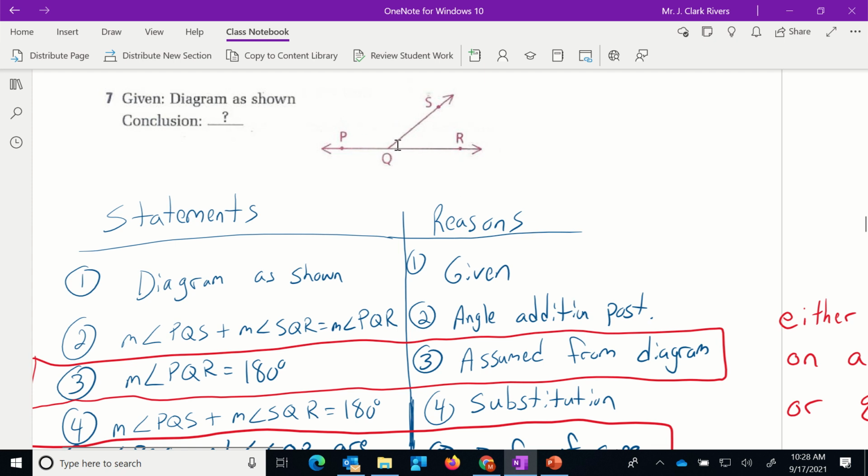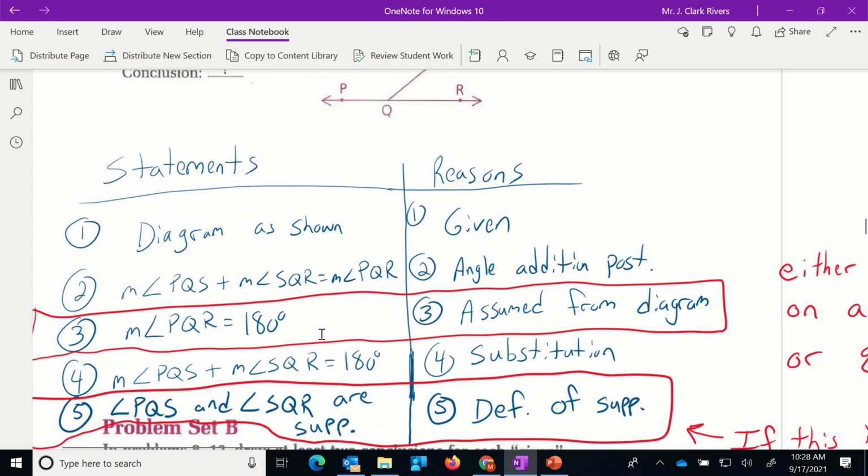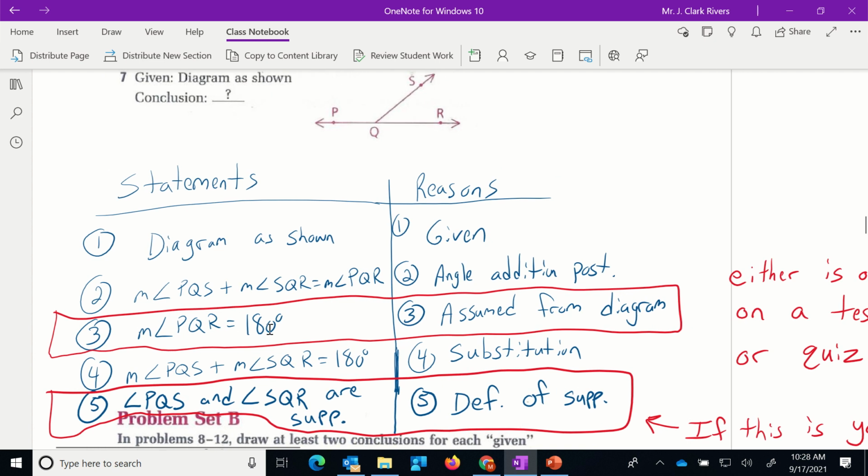We're able to assume from the diagram PQR is 180 degrees. So in the red box, hopefully you had that. Measure of angle PQR is 180 degrees. You might have said assume from the diagram, or you might have said straight angle, or you might have said forms a straight angle, something like that. Any of those 3 reasons would be okay for the reason there. Questions on what's in the red box?